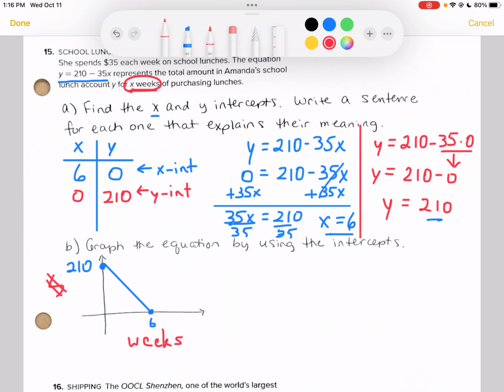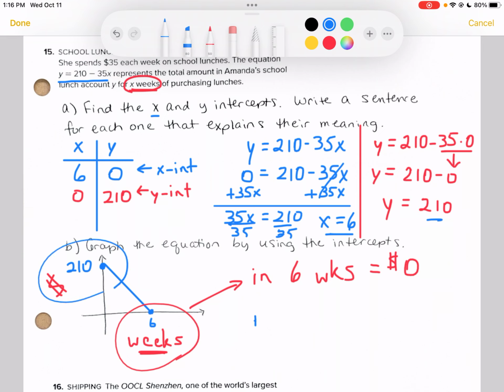So what do these things mean? It means that in 6 weeks, she will have $0. That's what this point means. And then this point means that in week 0, in other words, when she started this account, she has $210. So she started with $210, and in 6 weeks she ran out of money. That's how the money is being spent, $35 a week.